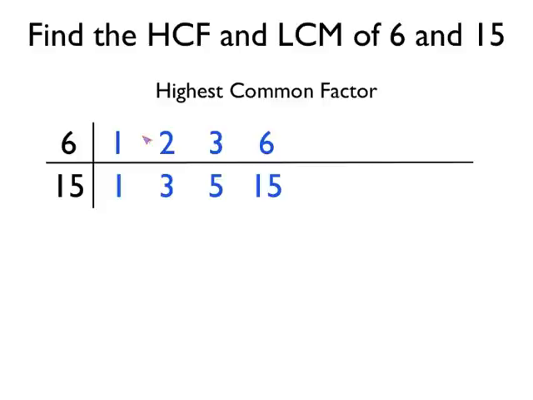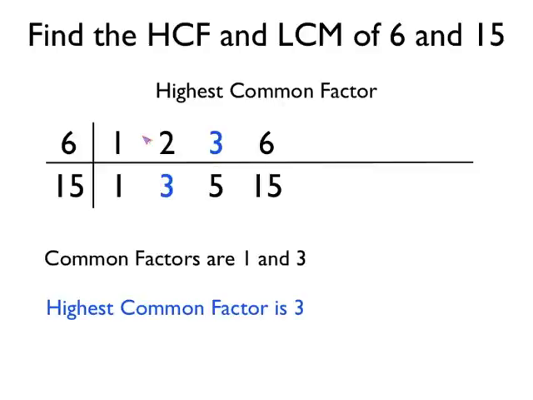Now we're after the highest common factor, so next highlight the common factors. That's the numbers which are factors of both 6 and 15. So 1 is a factor of 6 and 15, and 3 is a factor of 6 and 15. So the common factors are 1 and 3, and the highest common factor is 3. That's all there is to it.